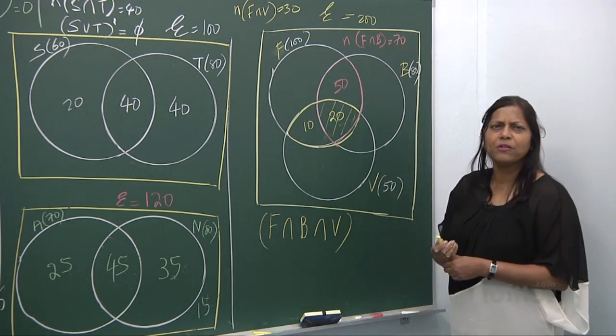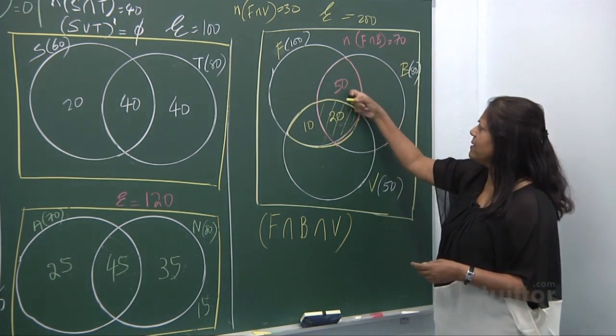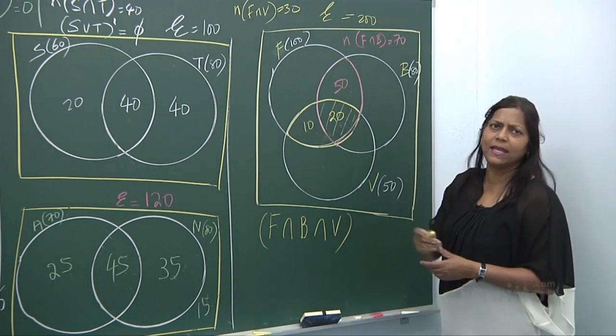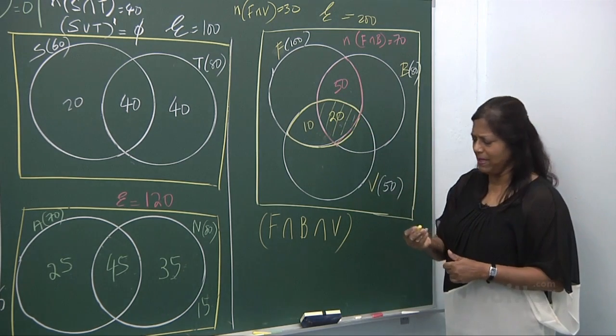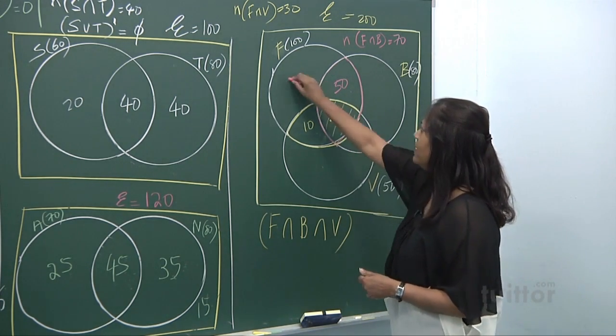So how many people just play football only? You've got 100. Here's 50, 20, 10. You've got 70 and 80. What will that number be? 20. Good. There will be 20 people here.